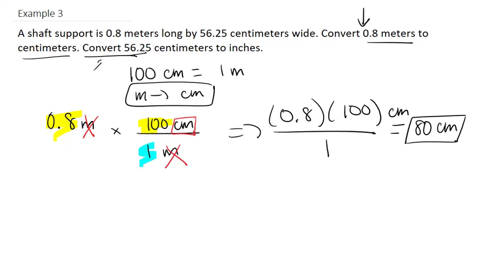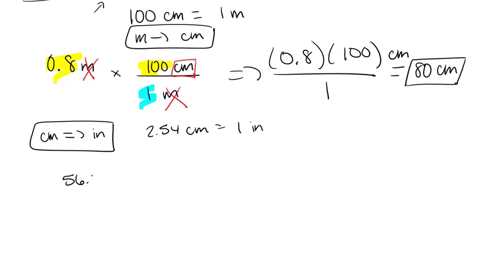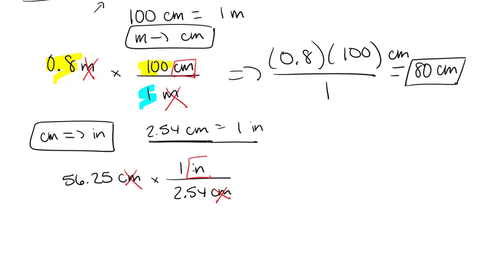Now let's do this problem. We need to convert 56.25 centimeters to inches. So we're going from centimeters to inches. This is our roadmap. We know that 2.54 centimeters is equal to 1 inch. So if we have 56.25 centimeters, we need to get this to inches. So we would use this conversion factor, but we're going to put this 2.54 centimeters on the bottom and then the 1 inch on the top. This way centimeters cross out and we're left with inches.